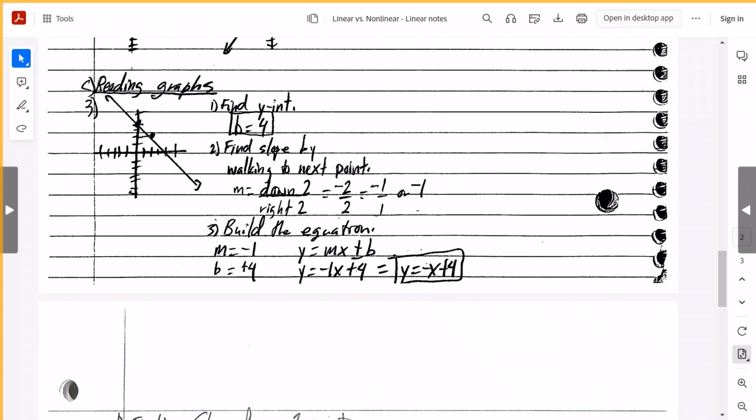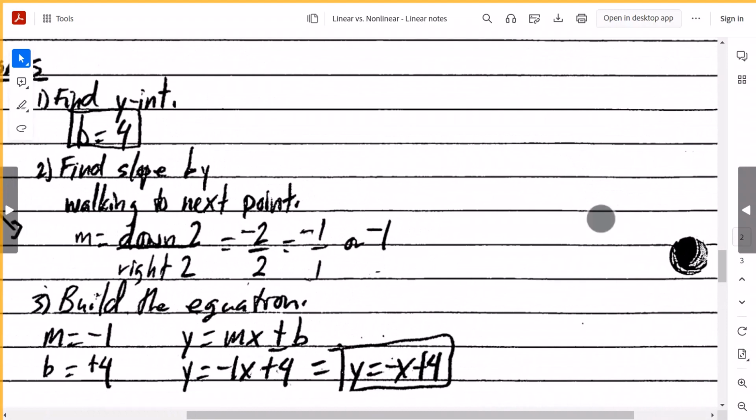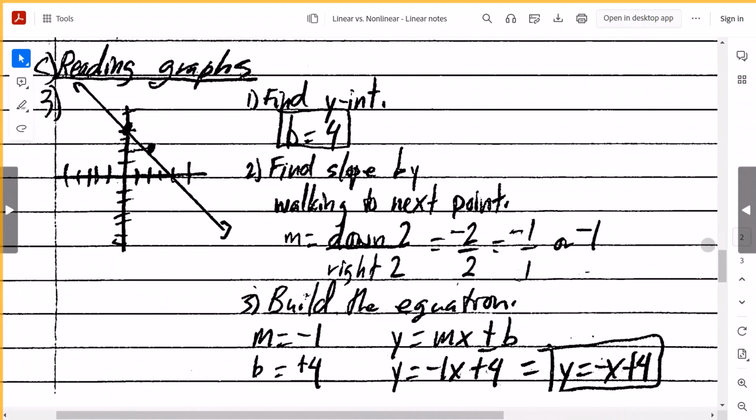So if you go down 2, right 2, that's going to make negative 2 over 2. Now, slope does like to be a fraction, but it likes to be a simplified fraction. So that's going to make negative 1 over 1, and then if we're making an equation, you just use negative 1.